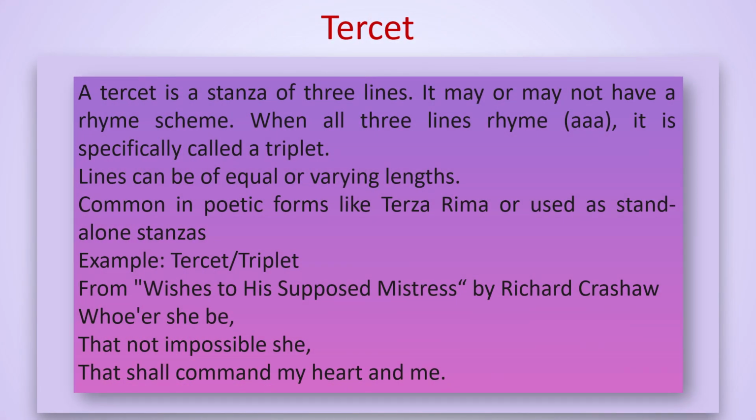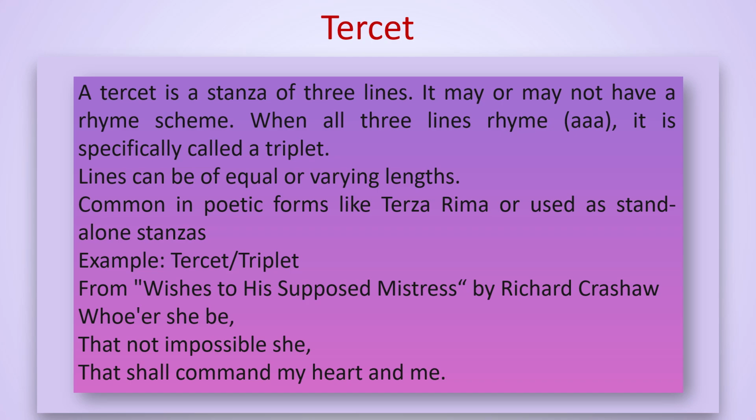A tercet is a stanza made of 3 lines. If all 3 lines rhyme, it's known as triplet. Triplets are less common than couplets and quatrains, but can create a strong rhythmic impact when used effectively. It is also known as Terza Rima. Terza Rima, tercet, triplet, all are 3-line stanzas.